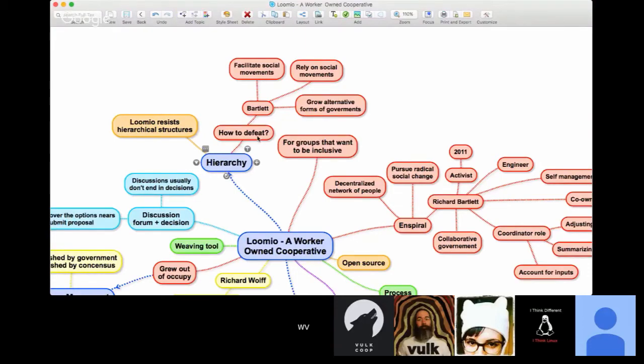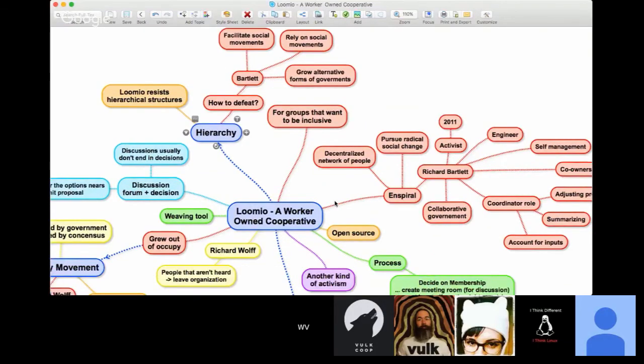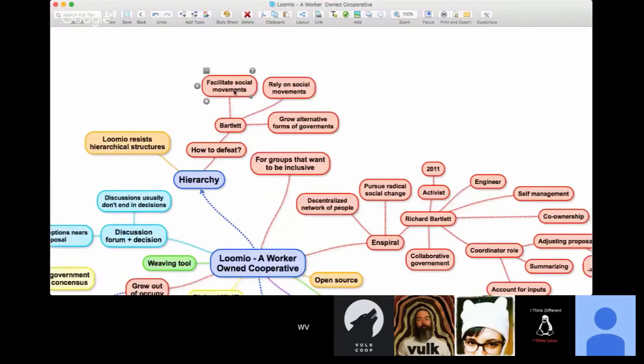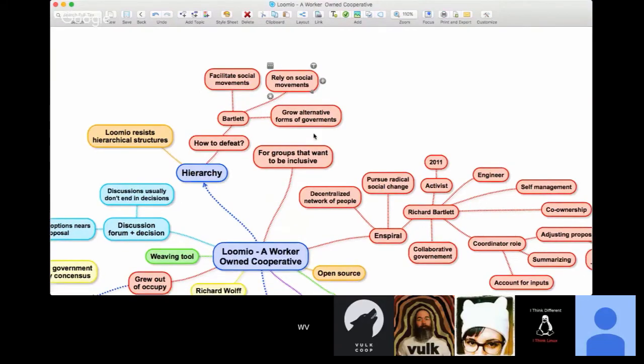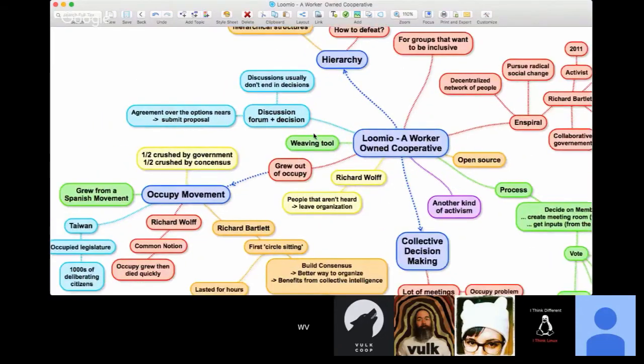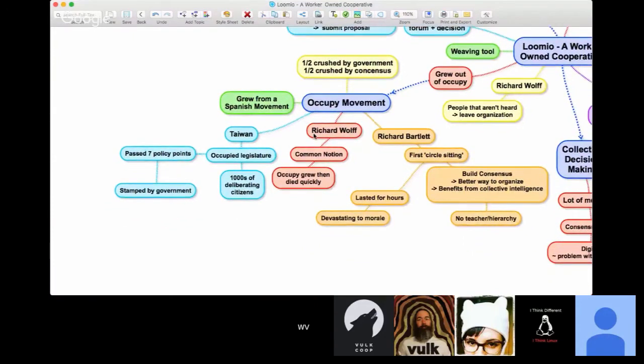And then Wolff was asking him, really, how do you defeat that problem where we've got governments that are hierarchies, you've got corporations that are hierarchies? What are you going to do? And Richard's answer was, it's really the social movements that are going to combat the hierarchies, right? So what he's doing, again, with another kind of activism, is he's going to facilitate the social movements, rely on the social movements, and then grow alternative forms of governments, which, when we describe the situation that happened in Taiwan, that would be an alternative form of government.